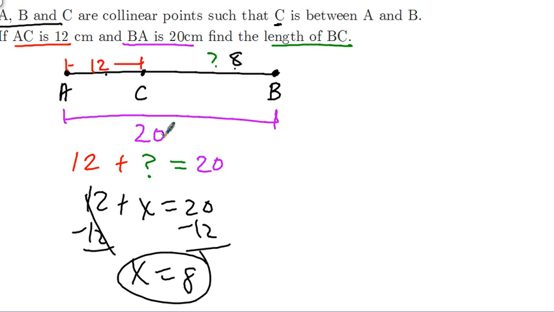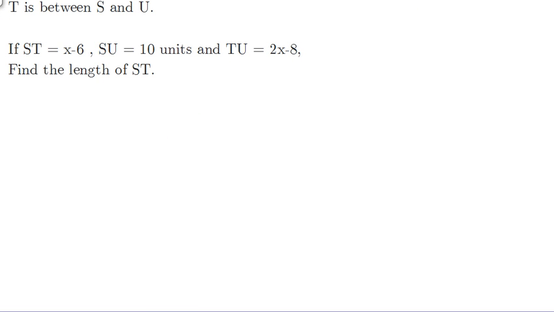Now, this algebra method here seems like overkill, right? If you can look at 20 and you can look at 12 and immediately know the missing part is 8, awesome. But it's not going to be as obvious in the next example. So keep this basic idea in mind as we approach the following. T is between S and U. Pause, right? No picture. That's a problem. Draw one.